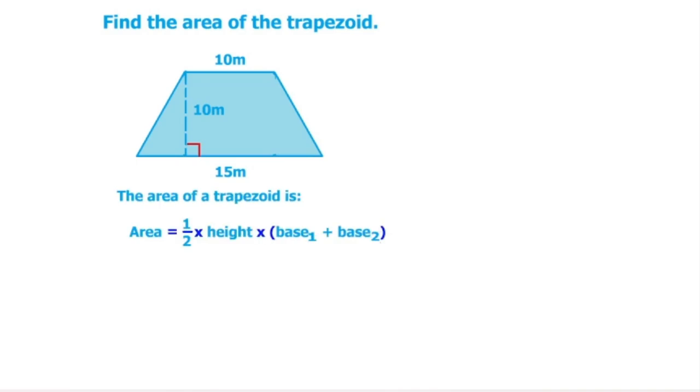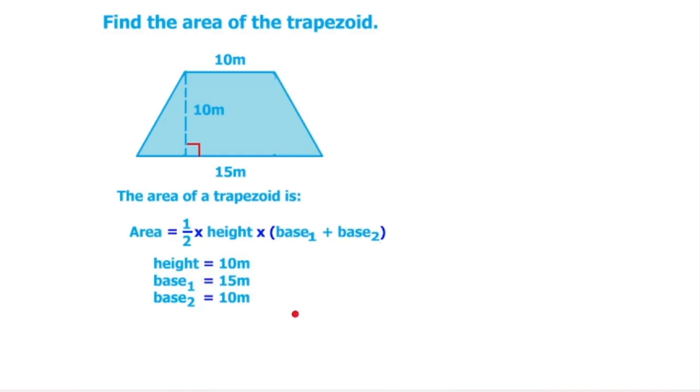So the first thing to know is the area of a trapezoid is calculated with this equation. So half times the height times the base 1 plus base 2 in brackets, okay? So you have to do this operation first because it's in brackets.